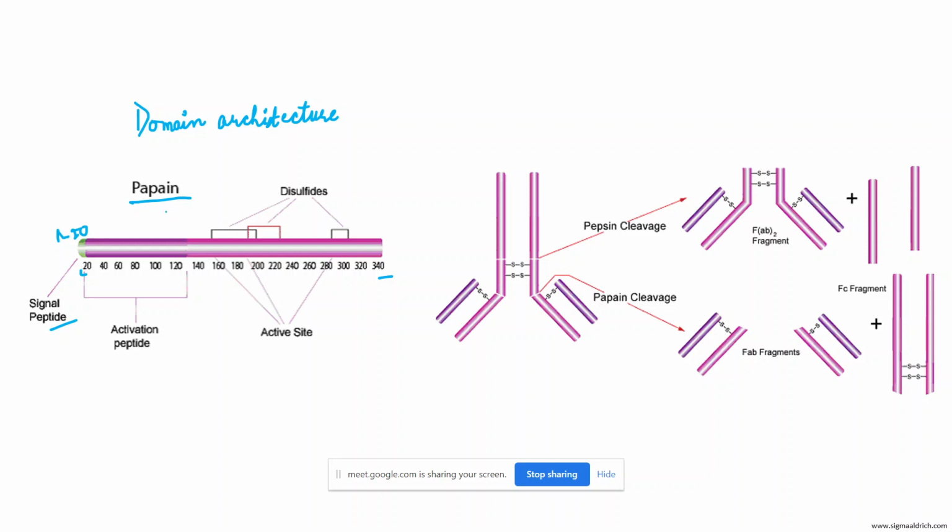Another important thing to know about papain is that it is a cysteine protease, and as you can see in the domain architecture itself, it has disulfide bonds, which are due to the presence of cysteine. This is what the basic distribution of the enzyme looks like. Here we have the activation peptide and then the activation site. Now, what is the purpose of papain? It is a protease, basically an endopeptidase.